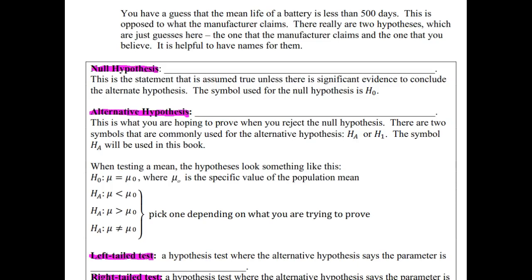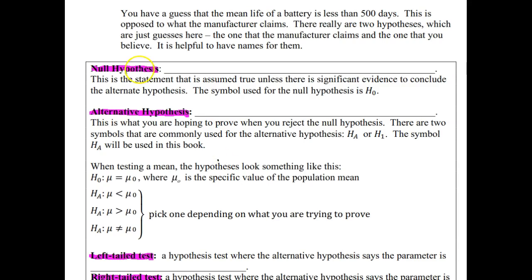So you have a guess that the mean life of the battery is less than 500 days. This is opposed to what the manufacturer claims. So there really are two hypotheses, which are just guesses here: the one that the manufacturer claims and the one that you believe. So again, it's helpful to have names for these things. And so again, we get a few new definitions here.